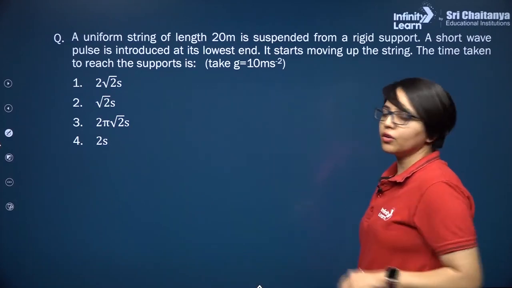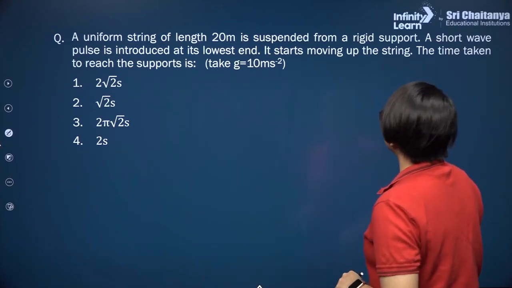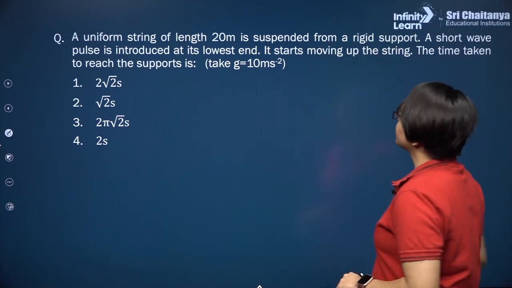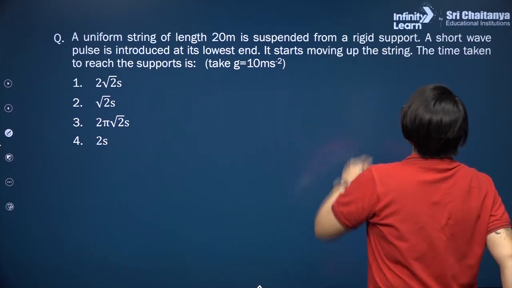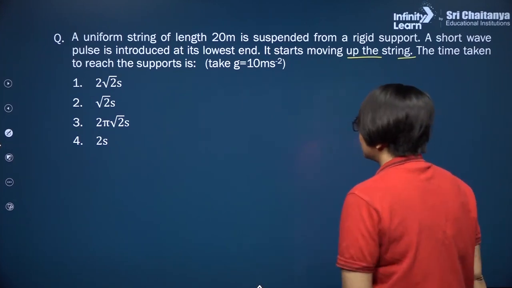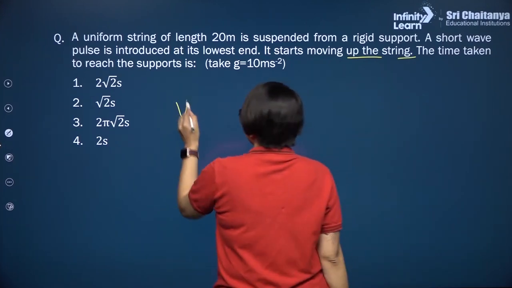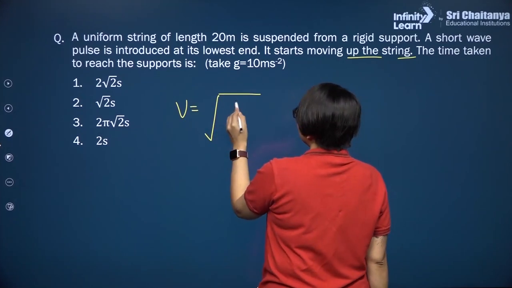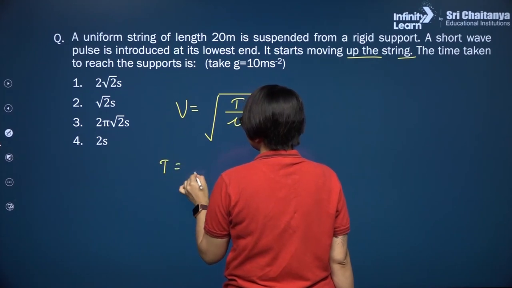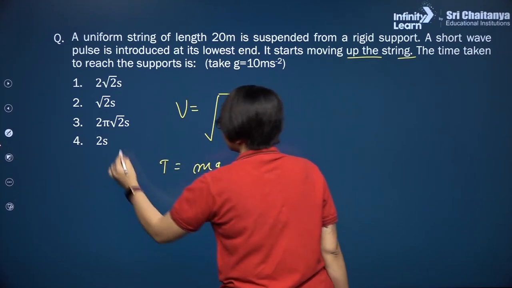Next is this one. A uniform string of length 20 meter is suspended from a rigid support. A short wave pulse is introduced at its lowest end. It starts moving up the string. The time taken to reach the support is? So over here, the speed of the wave in the string is under root T upon mu, right? T is mg and this is a string.